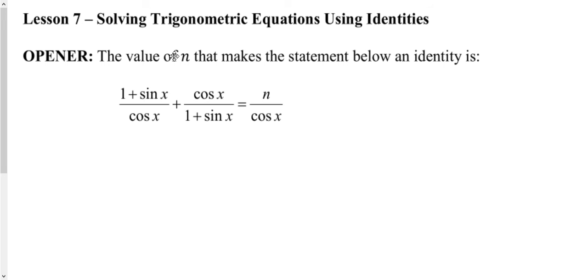We have the value of n that makes the statement below an identity is, and remember an identity means left side equals our right side. So we want to find an n value where it's going to become a fraction over here, and that's going to equal this side here. So from previous lesson, what I want to do is work with one side and leave the other side alone. I'm going to leave that right side alone there.